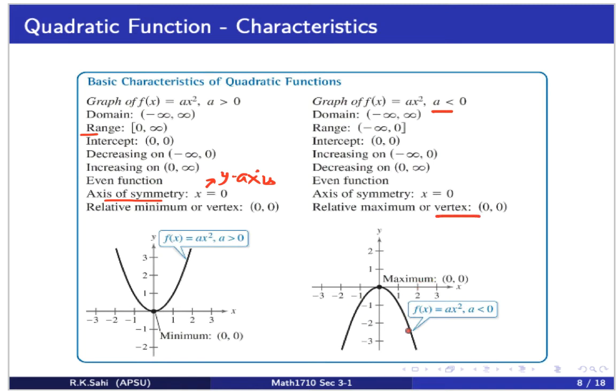But in the upside down parabola, the vertex is the maximum value. Now, it is increasing from minus infinity to 0. Remember, you see the graph going up. But it is decreasing from 0 to infinity. It is an even function.